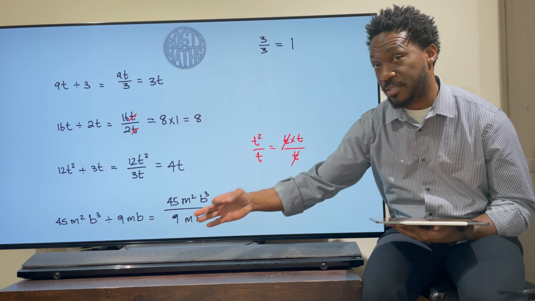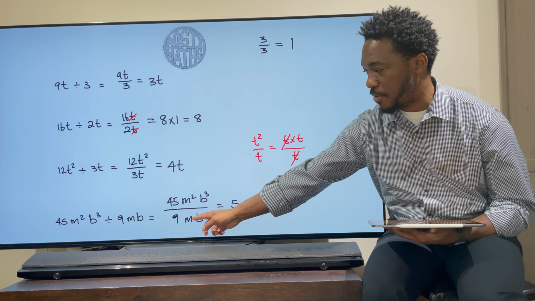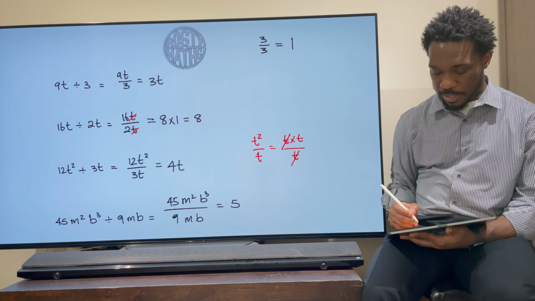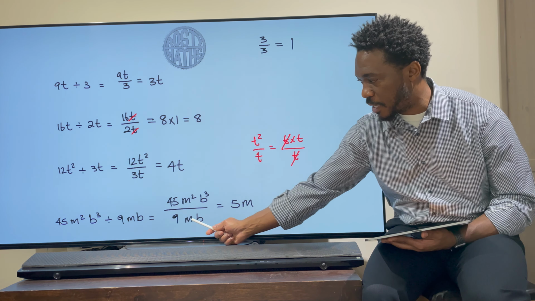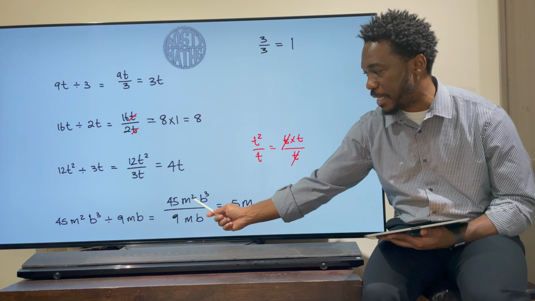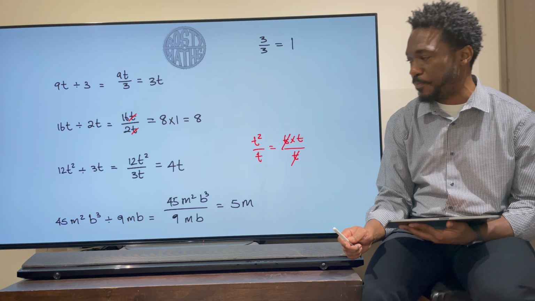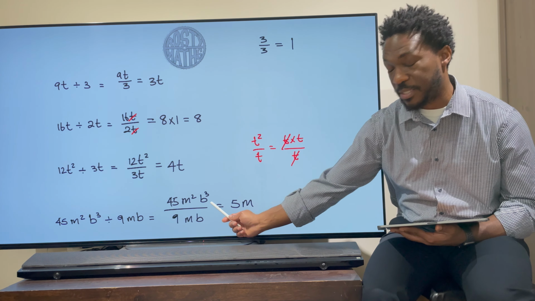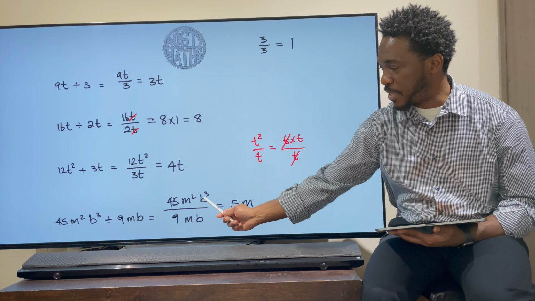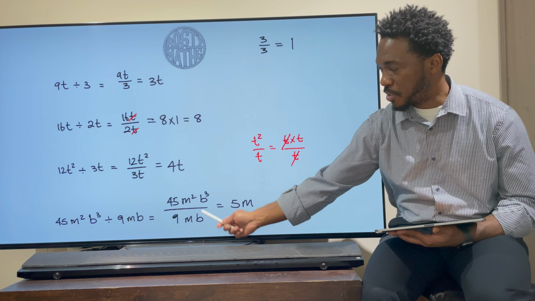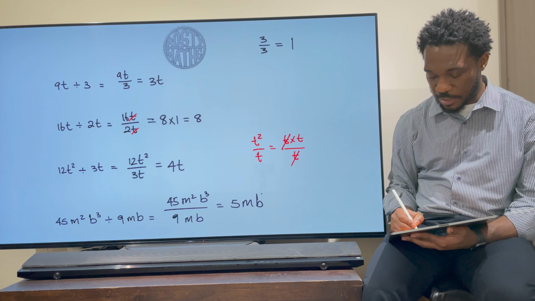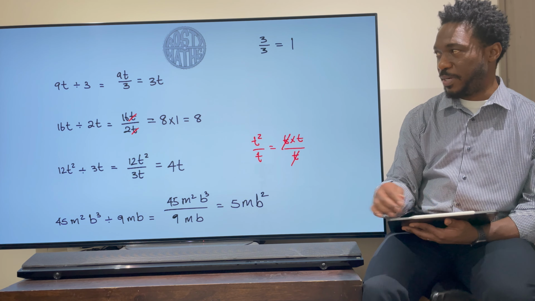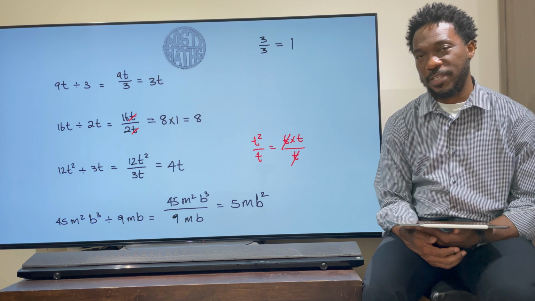Now do the letters that are the same. Do the m squared and the m next. And that's just going to be m because you've got 2 m's there and 1 there. One of them will cancel out, leaving you with 1 left over. Now I'm going to do the b's. I've got 3 b's and 1 b. So one of them will cancel out, leaving me with 2 b's left over. So b squared. And this is now finished.